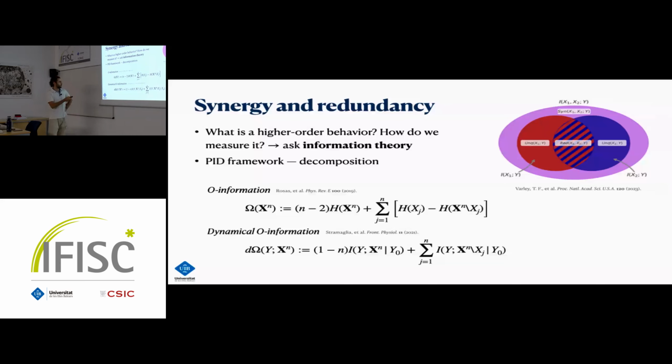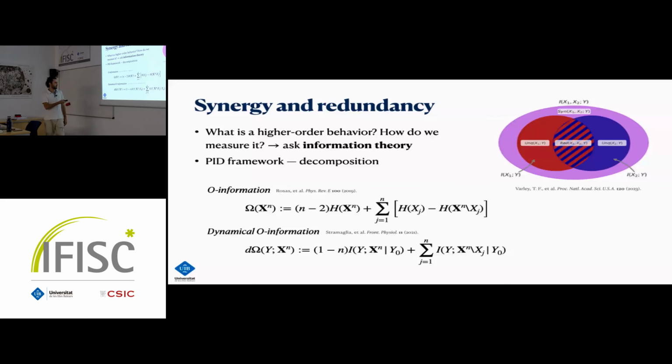And a few years ago, well, 5 years ago at this point, a measure called the O information was proposed to capture the balance between the synergistic and the redundant information in a system. And later, this was extended to the dynamical O information, which aims to capture the same balance between a set of sources and a target variable that have a dependence in time.